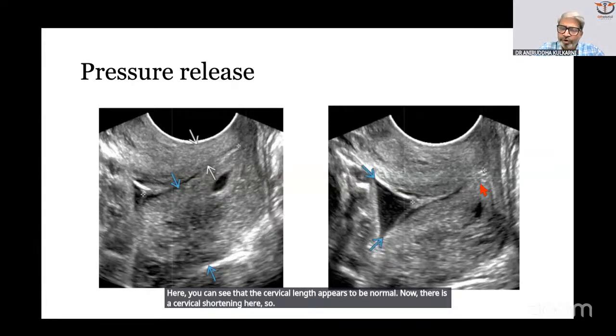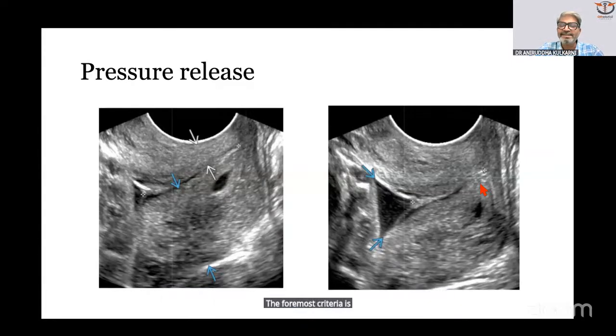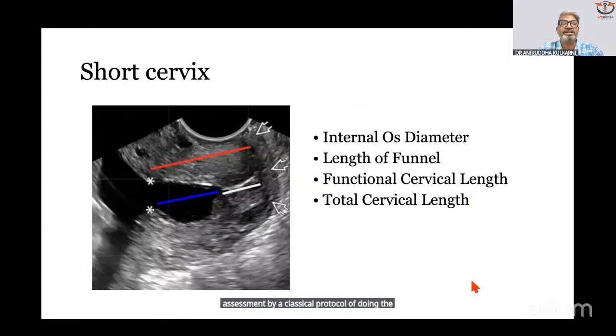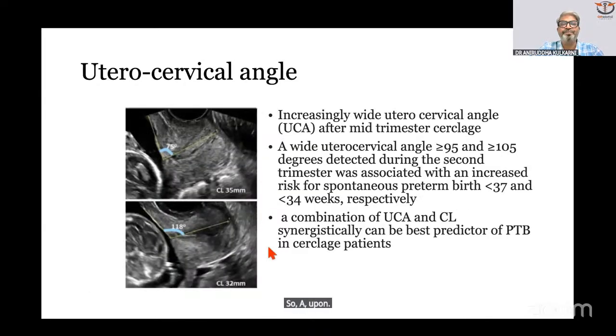So, the foremost criterion is always to assess the mid-trimester internal os and cervical length by the classical protocol of doing the transvaginal ultrasound. This is the internal os, this is the internal os diameter. This is the length of the funnel. This is the functional length of the cervical canal. And this is the total length of the cervical canal. So, A upon A plus B.